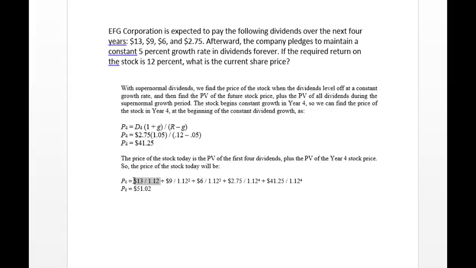Remember, algebraically, what we do is we do the 13 over the 1.12. You do all the calculations first, then add them all up together. This would be when you are looking for the current share price of a stock when you know that the required return is X and you have 4 years or 5 years or 6 years of different dividends, then a pledged constant growth rate.